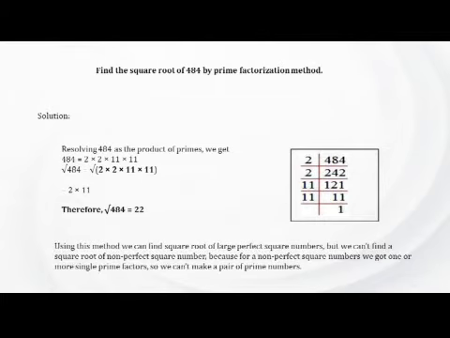Using this method, we can find the square root of large perfect square numbers, but we can't find the square root of a non-perfect square number because for non-perfect square numbers, we get one or more single prime factors. So, we can't make a pair of prime numbers.